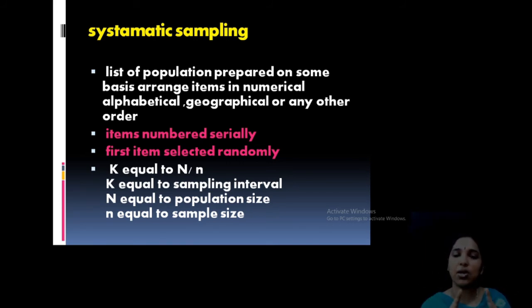Capital N is the total number of the population, that is the population size. Small n is equal to the sample size. So, apply the equation N by n. First you have to group them based on a particular feature, then you can number them, then apply the formula. Okay.